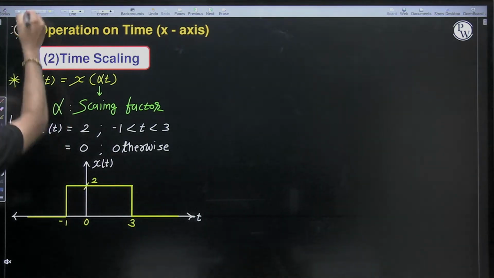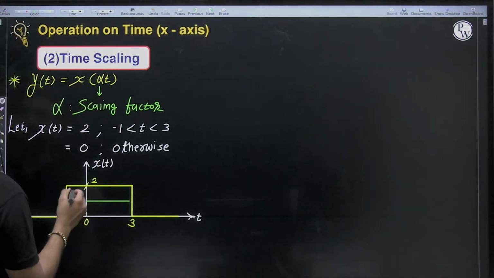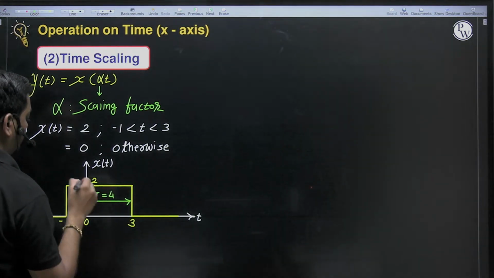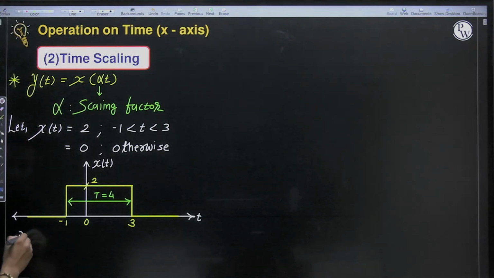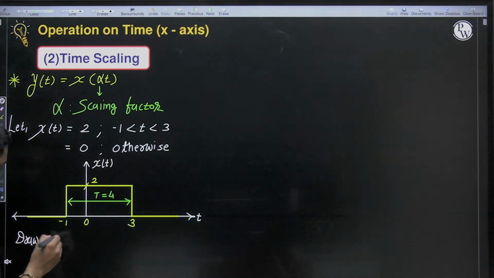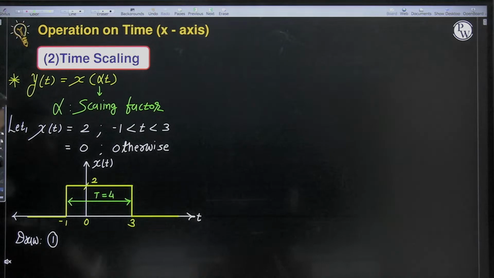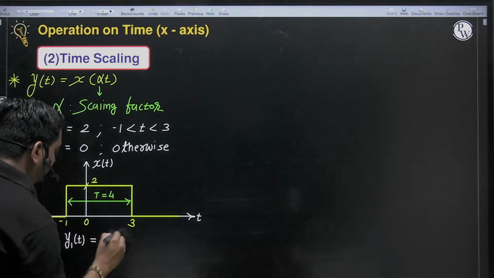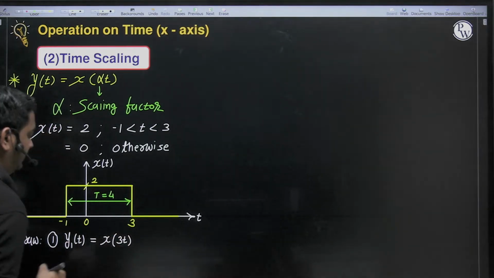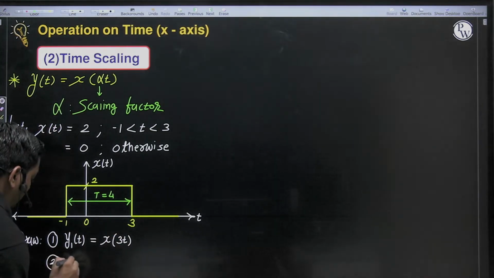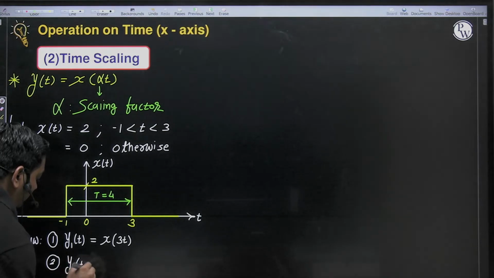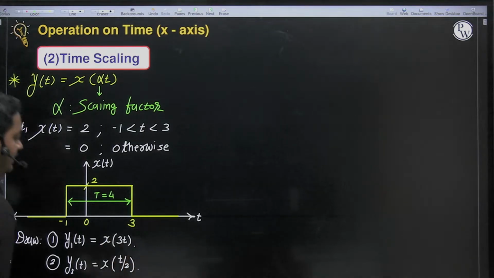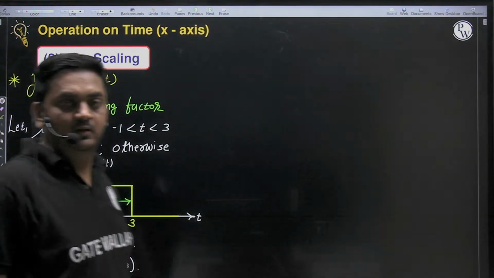What is the width of this signal, guys? You can see here, width is 4. I'm asking you to draw now: number 1, draw y1 of t equal to x of 3t, guys, and second, draw y2 of t is equal to x of t by 2. Clear? Okay.